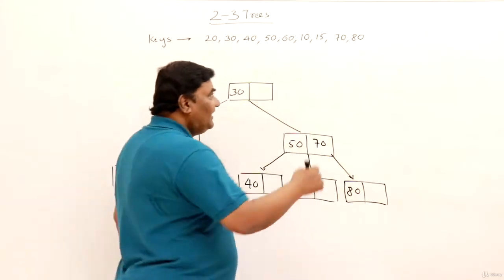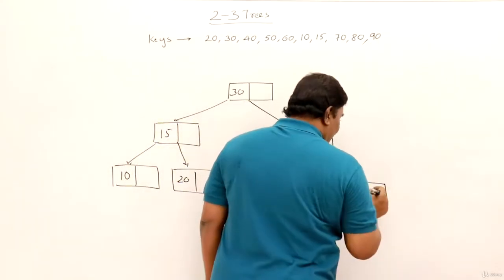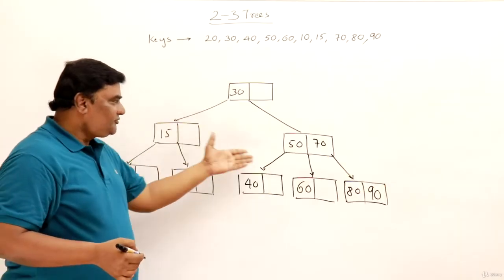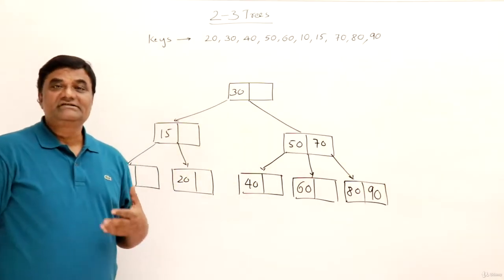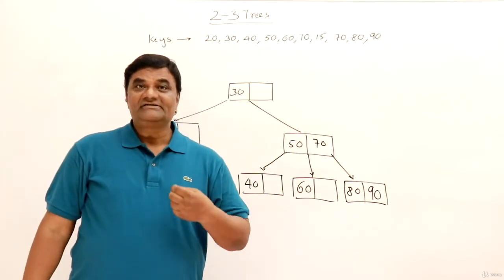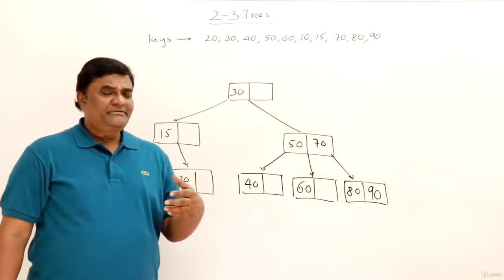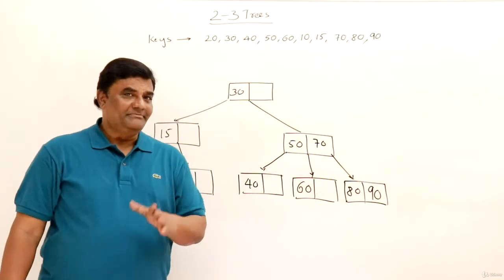Now one more thing. I will insert one more key, that is 90. So 90 is inserted here. A 2-3 tree is formed. So this is the approach for creating a 2-3 tree by inserting the keys one by one. So you have seen that it was growing upwards. The same method we follow for B trees also, B plus trees also.